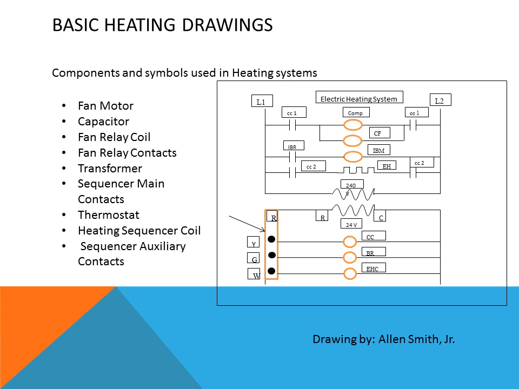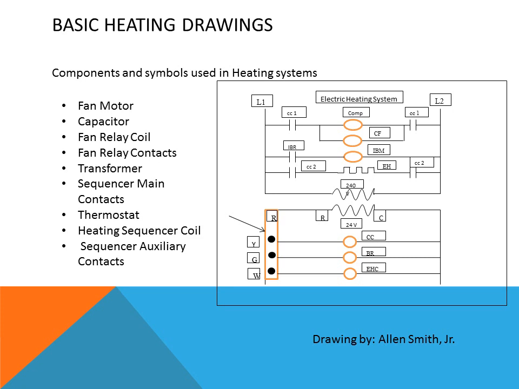This is a basic heating drawing. And some of the components we could look at, starting at the top, we see the fan motor. You see the capacitor. We see the contacts for the fan relay. We see a heater. It's an electric heater. You see the contacts controlling the heater, the main contacts. There's a transformer, stepping it down to 24 volts.